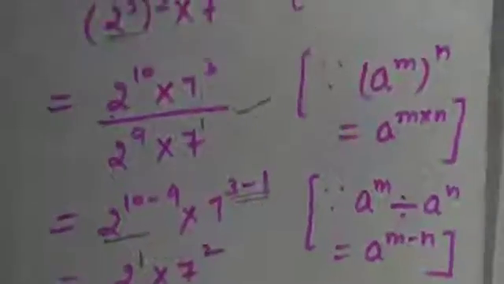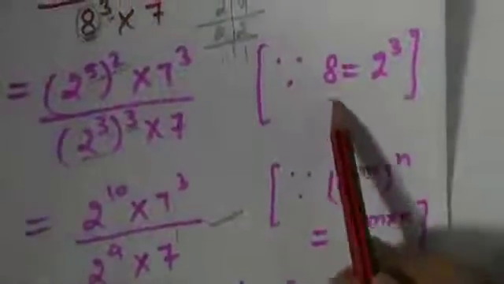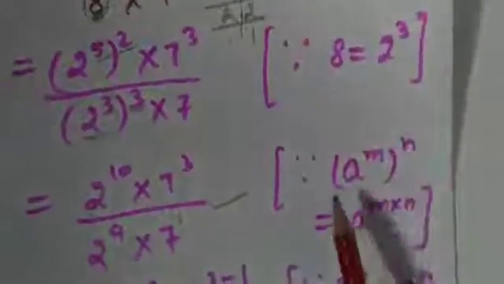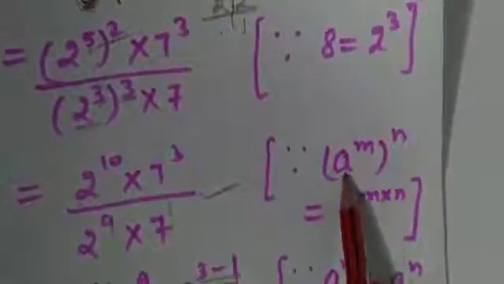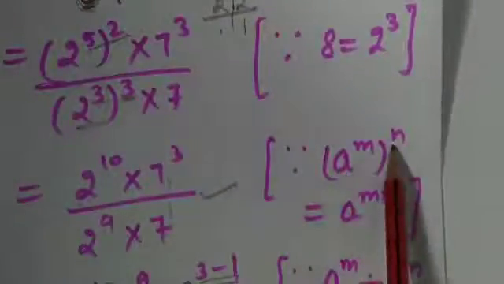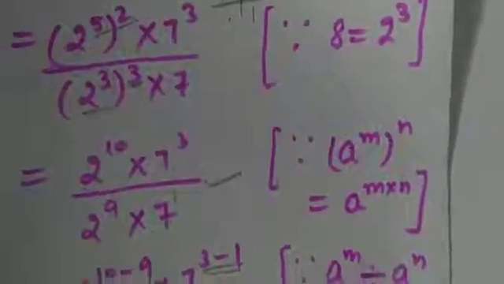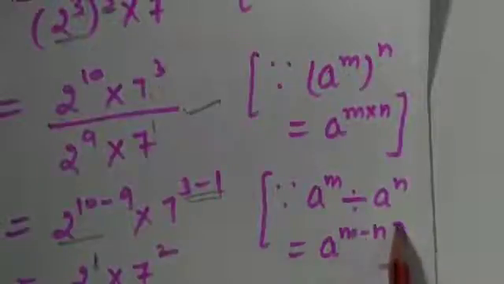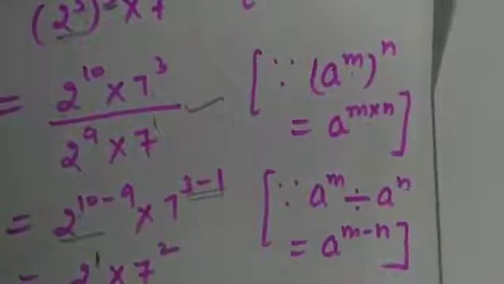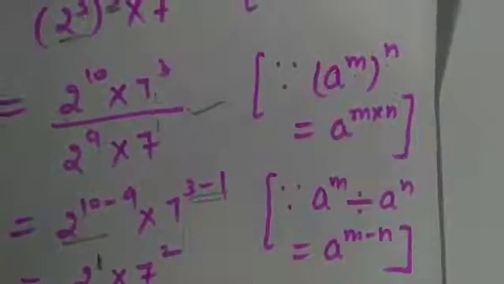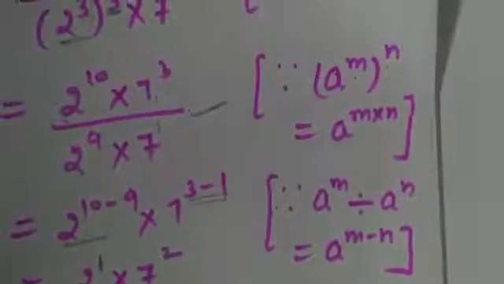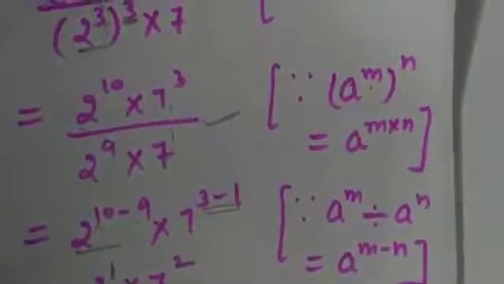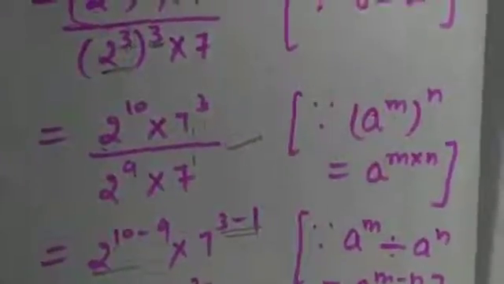Okay, which law have I used? First I replaced 8 with 2 to the power 3. Then I used the law (a raised to the power m) whole raised to the power n, so the powers get multiplied. Then I applied this law: a raised to the power m divided by a raised to the power n is equal to a raised to the power m minus n. So whatever law you are applying, you have to mention it in the solution part. So this is your part number 1.